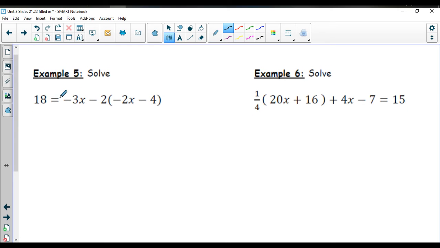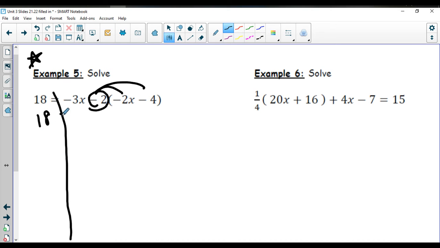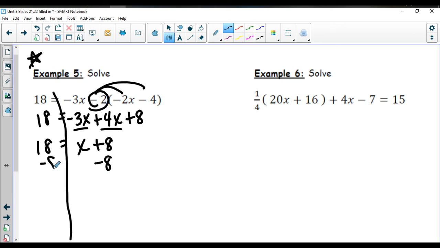Example 5, I'm going to have you go ahead and solve this one as well. Be careful when you're distributing here, you actually have a negative. All right, so this 18 stays over here. The negative 3x comes down. You get a positive 4x and a positive 8. Combining your like terms together, negative 3x plus 4x is just x plus 8 equals 18. This is really now like a one-step equation. We just have to subtract that 8, and 18 minus 8 is 10.